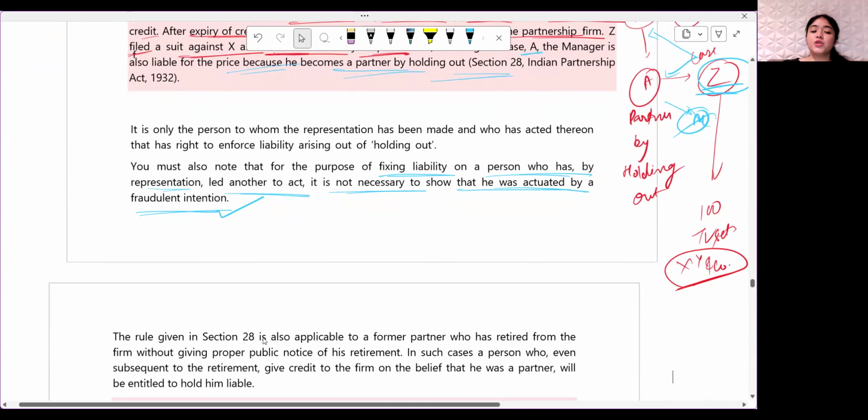The rule given in Section 28 is also applicable to a former partner who has retired from the firm without giving proper public notice of his retirement. In such a case, a person who even subsequent to the retirement gives credit to the firm on belief that he was a partner will be entitled to hold him liable. Even if some partner has resigned, or was acting as a partner by estoppel or partner by holding out and has resigned, that person will still be liable if he has not given a proper public notice. Okay, clear?